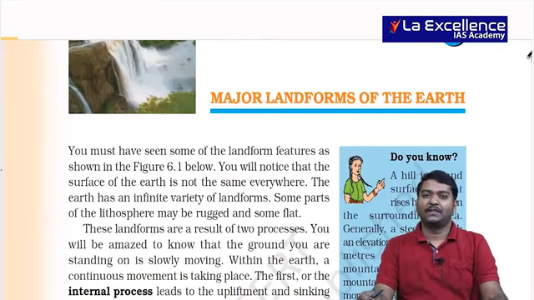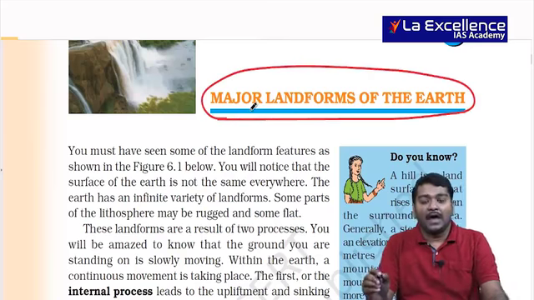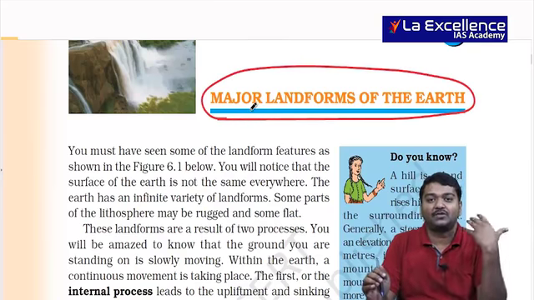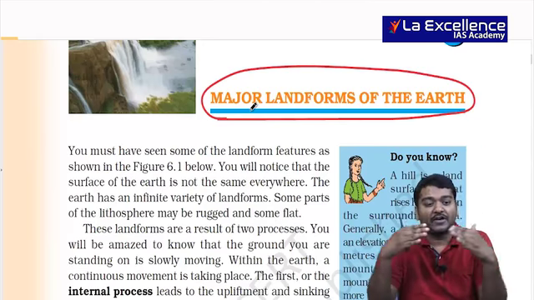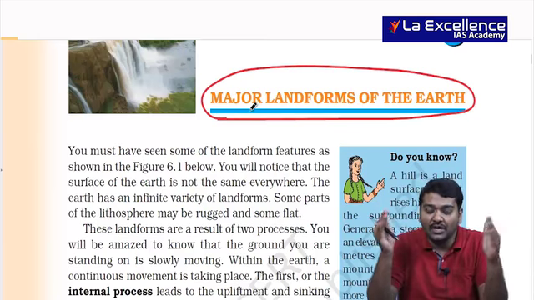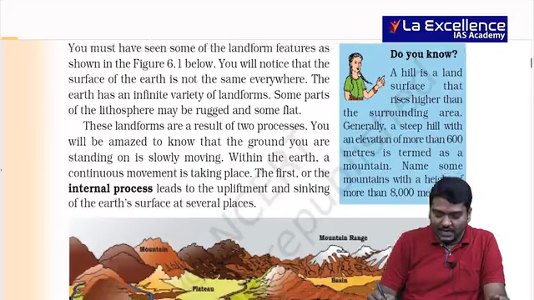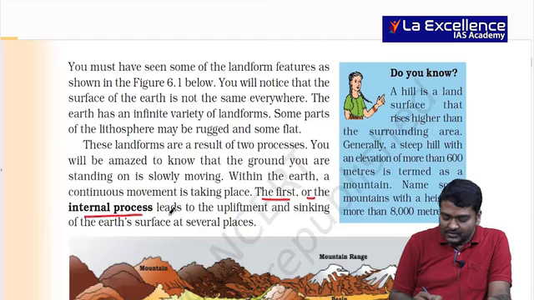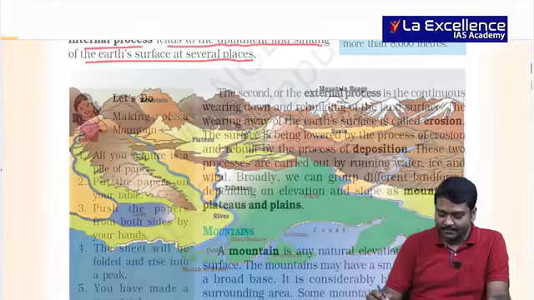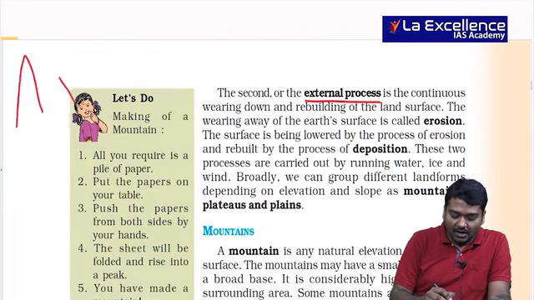So, let's take up the next important chapter, that is major landforms of the earth. As you're all aware, we have mountains, plateaus, plains and many other structures present on the earth, mainly because of internal processes called endogenic, external processes called exogenic. So in this book they try to give you the basics about this: the first, or the internal process, leads to the upliftment and sinking of the earth's surface at several places, and the second, or the external processes, usually increases or decreases.